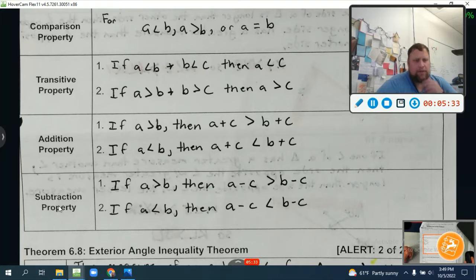The subtraction property, same as the addition property, except if I subtract the same number from both sides, then if A is greater than B, the A side will be bigger than the B side still. And if I subtract the number from both sides and A is less than B, then the A side will still be less than the B side. Okay, again, pause this. We're moving up.